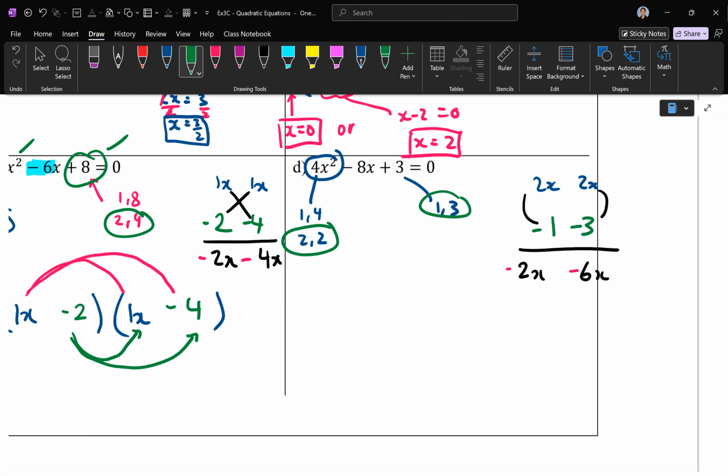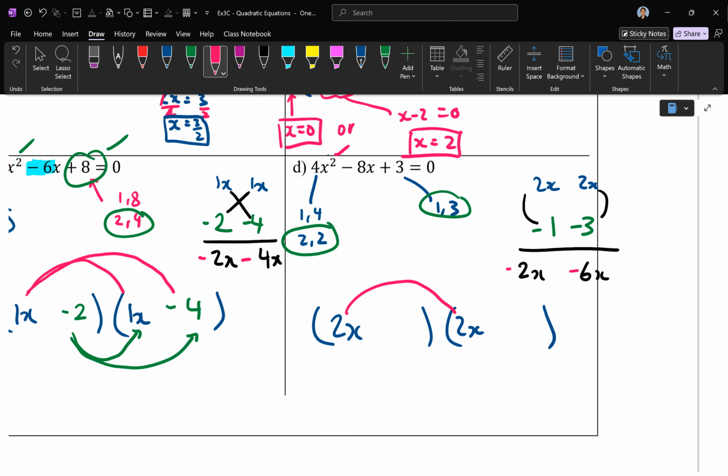Okay, so 2x times negative 1 gives you negative 2x. 2x times negative 3 gives you negative 6x. Let's fill it in. First thing I fill in is the first term. So that 4x squared was made of 2x times 2x. So here we go, 2x times 2x. There we go, we got the first term. That's my 4x squared done.